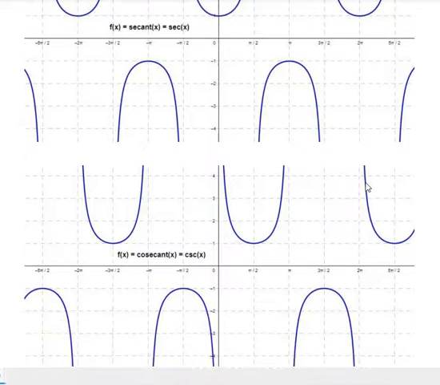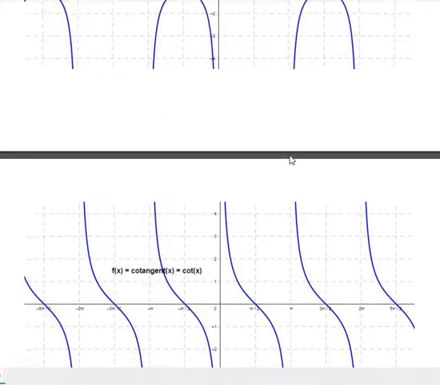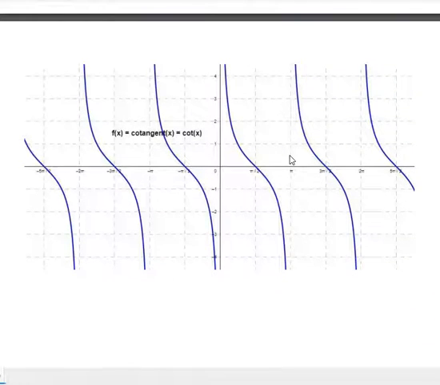And then down here is the cosecant, so reciprocal of the sine. So whenever the sine is 0, it goes off to infinity. It's not defined there. Like the sine of pi, for example. It's 180 degrees. The y-coordinate is 0 there. And here's the cotangent.